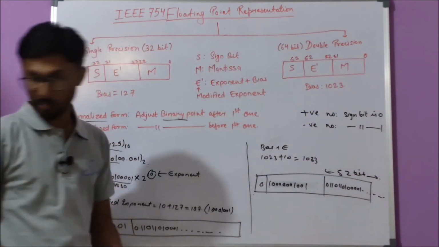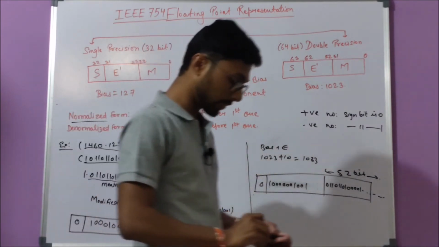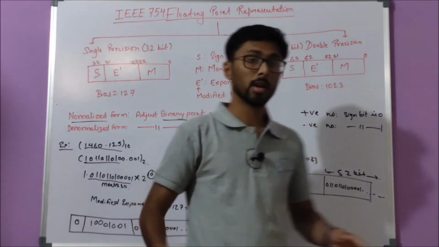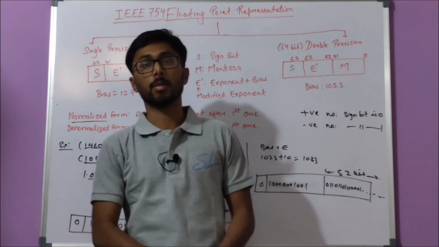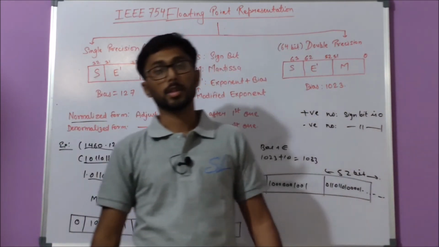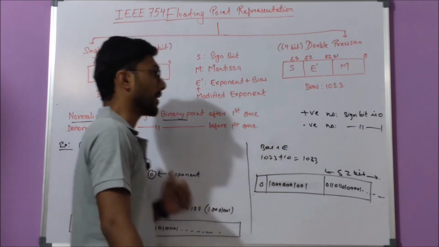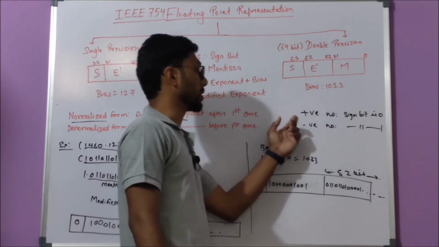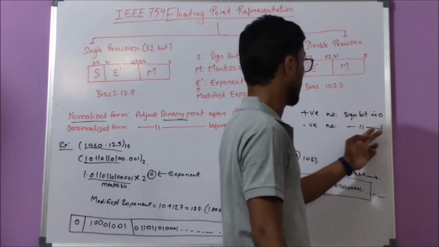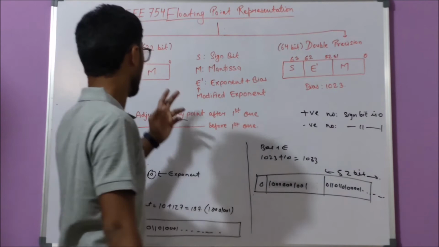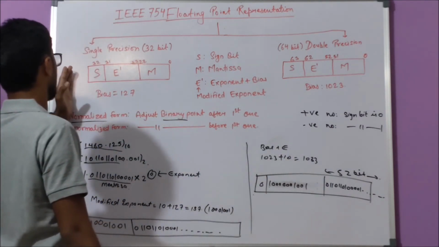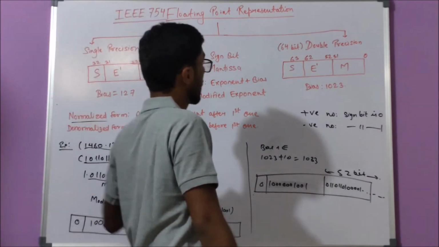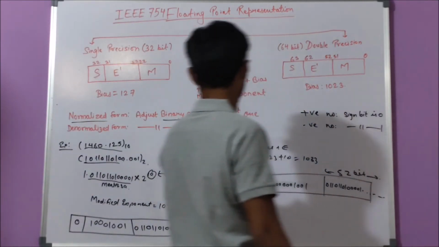Okay, let us revise what we have discussed in this video: IEEE 754 floating point representation, single precision and double precision. In single precision it is 32 bit, in double precision it is 64 bit. S is sign bit, E' is modified exponent, M is mantissa. For positive number sign bit is 0, for negative number sign bit is 1. In single precision bias is 127, in double precision bias is 1023.